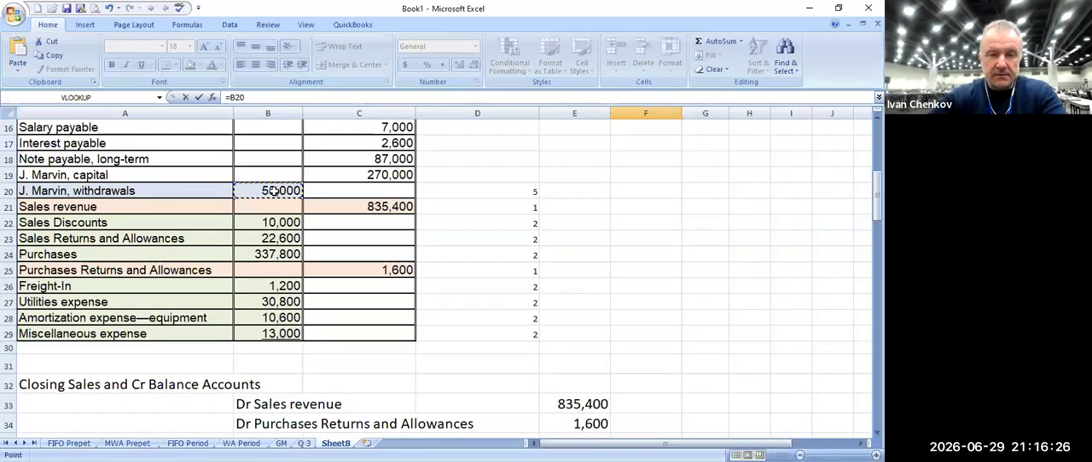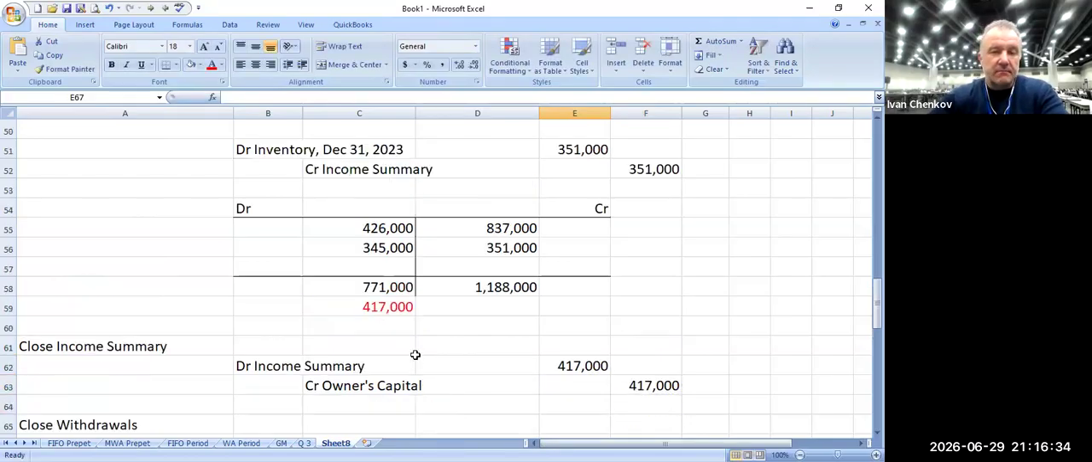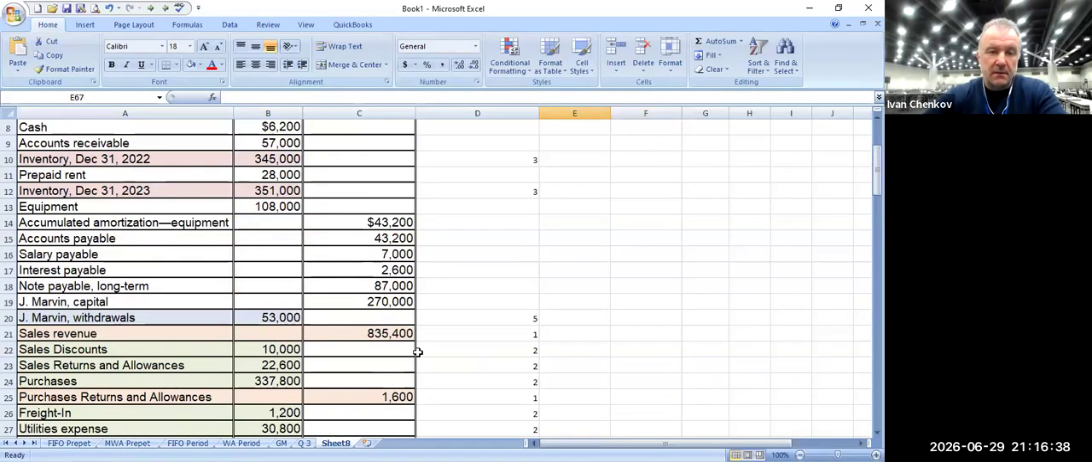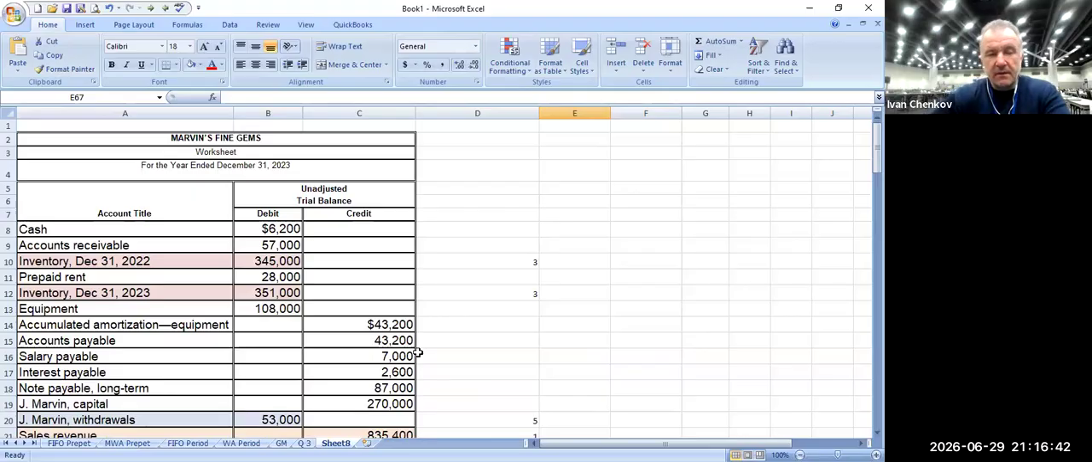Let's get this number so we can see this close. This one's gonna be this one. And now it's more present. And that's how we're closing the accounts for the company having merchandising operation and running periodic system.